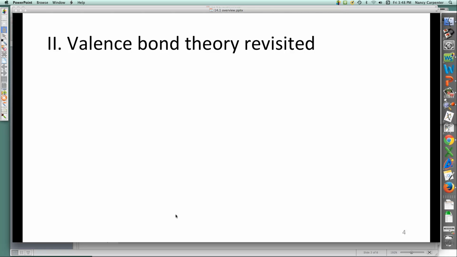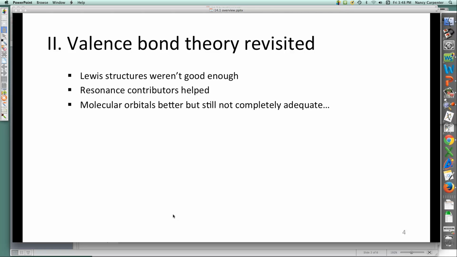Alright, so valence bond theory revisited. In the beginning, back when we were brand new in O-Chem 1, we found out that Lewis structures really were too simplified. Resonance was introduced. That helped quite a bit. It helps explain a lot, but it still is not adequate, nor is our current understanding of molecular orbitals. We're going to illustrate this by looking at two examples, the first of which is the allyl cation.